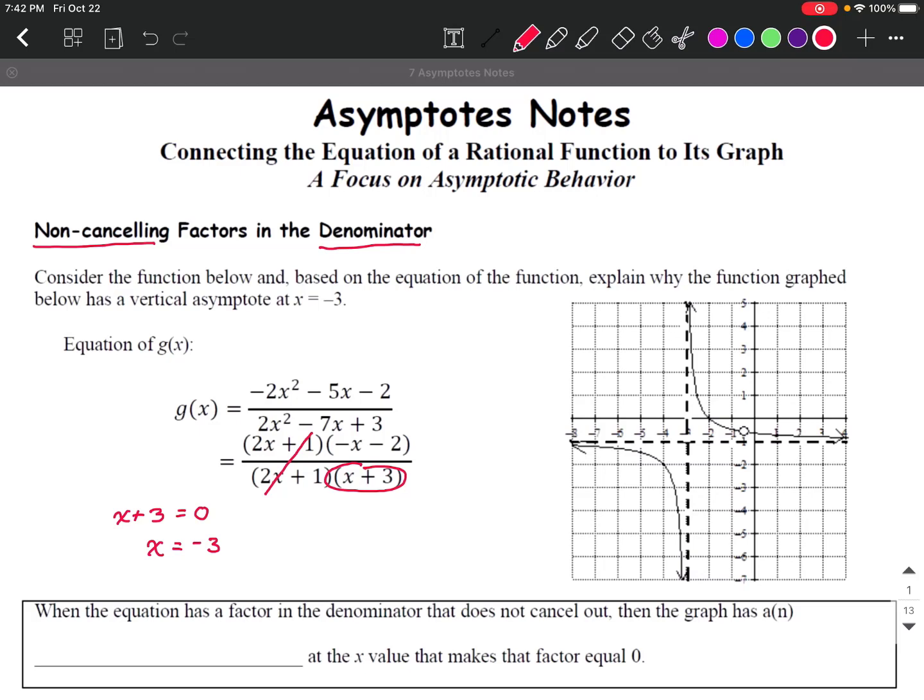So when the equation has a factor in the denominator that does not cancel out, then the graph has a vertical asymptote at the x value that makes that factor equal 0. There you go. That's how you find out what vertical asymptotes are going to be. You factor, you simplify, you take what remains in the denominator and set it equal to 0.